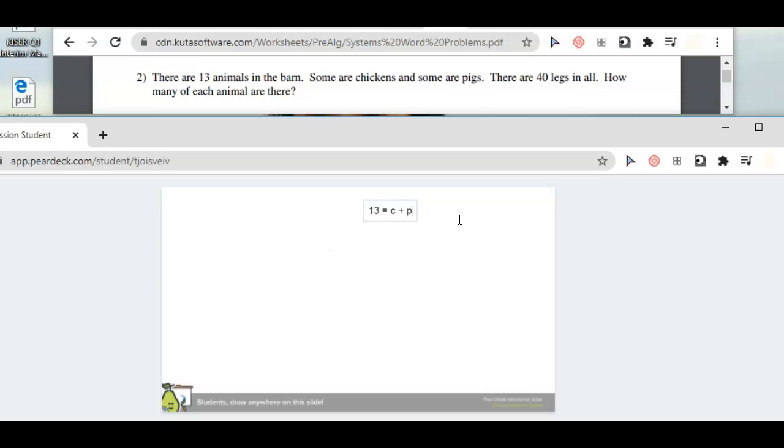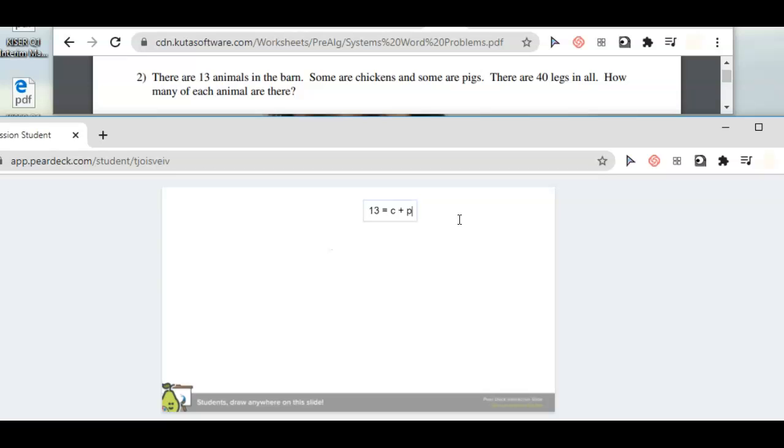And I might check myself and just say, okay, what if it was 10 chickens and 3 pigs? Would that work? So 10 plus 3, 13. I just want to make sure that what I write as an equation makes sense and matches what is presented in the problem.